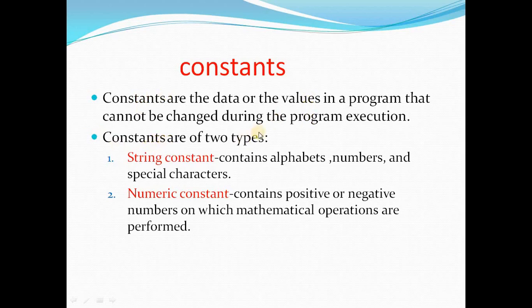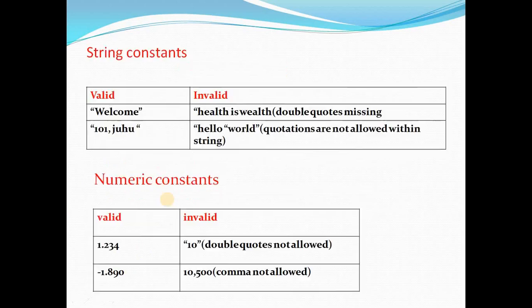See, constants are of two types: string constant and numeric constant. A string constant can contain alphabets, numbers and special characters. A numeric constant contains positive or negative numbers on which mathematical operations can be performed. The name itself indicates it: a string constant contains alphabets, numbers and special characters, and a numeric constant contains positive or negative numbers. Got it?